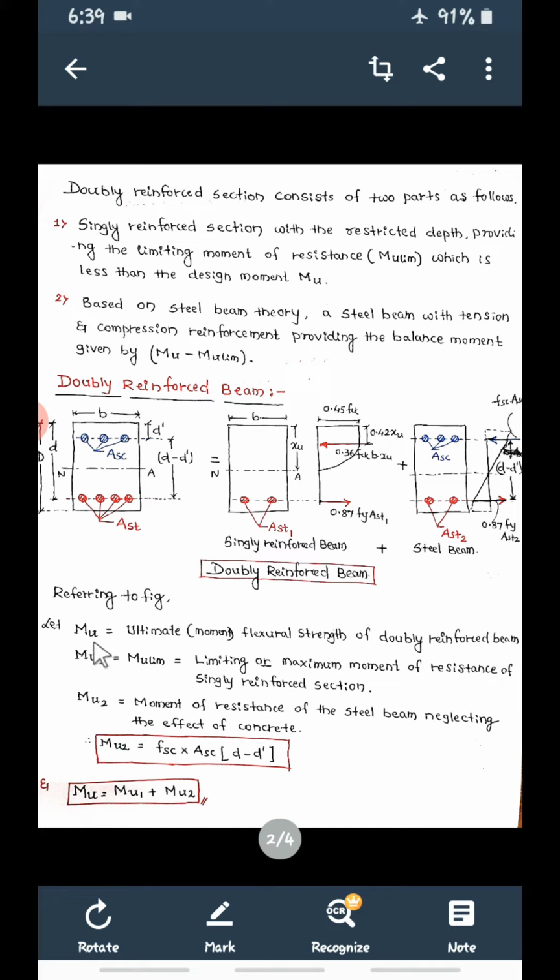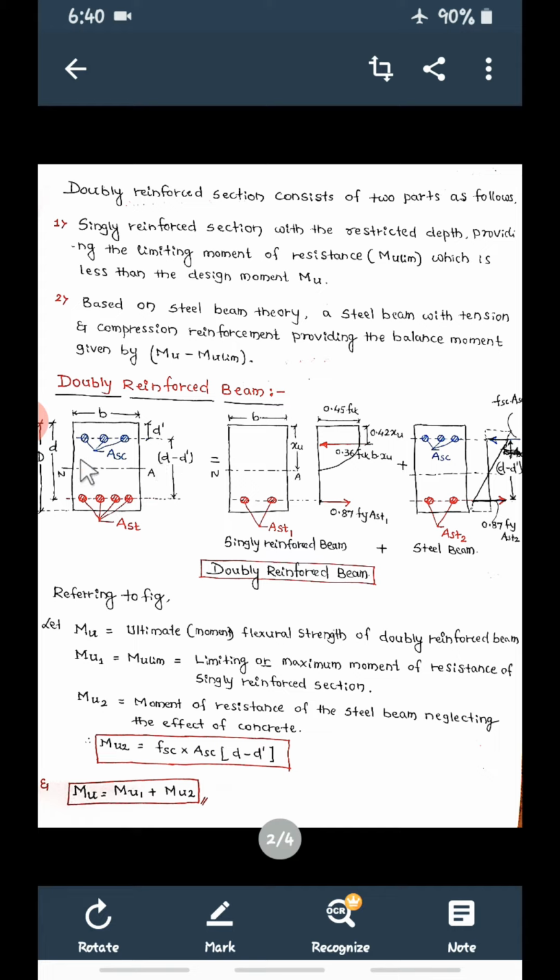So out of total MU, this beam is going to resist how much? MU1 or MU limit. Then MU2 is the moment of resistance of this steel beam. This is considered as a steel beam. Moment of resistance of steel beam, neglecting the effect of concrete. Here concrete is there, but the effect of concrete is neglected. If you neglect the concrete, what is remaining? This beam with ASC and AST2. So this is considered as a steel beam.